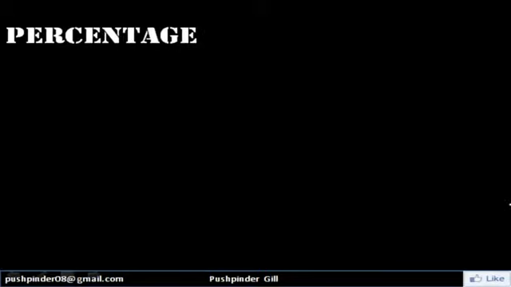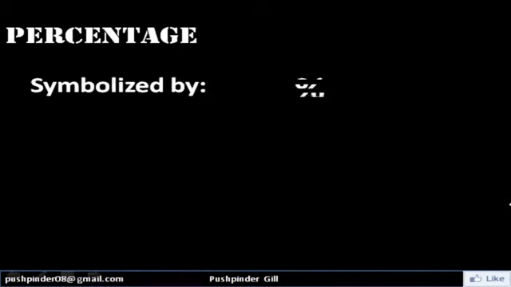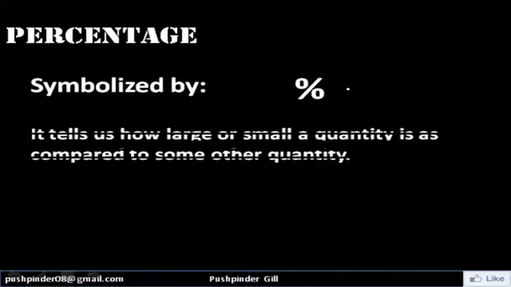So what exactly is percentage? It's usually symbolized by this sign here. You usually say, okay, 5%, 10%, 20%, right? So let's define what percentage really is. Percentage tells us how large or small a quantity is as compared to some other quantity, right?